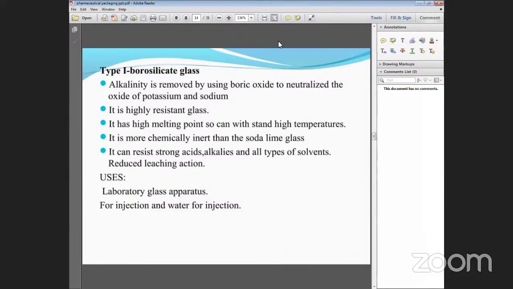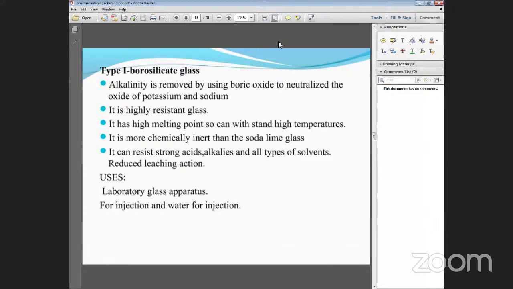It is more chemically inert than soda lime glass. It can resist strong acids, alkalis, and all types of solvents, which reduces leaching action. Leaching means that when the glass materials are stored with the formulation, they leach something. That means they release some chemicals or materials from the glass. So that is stopped.